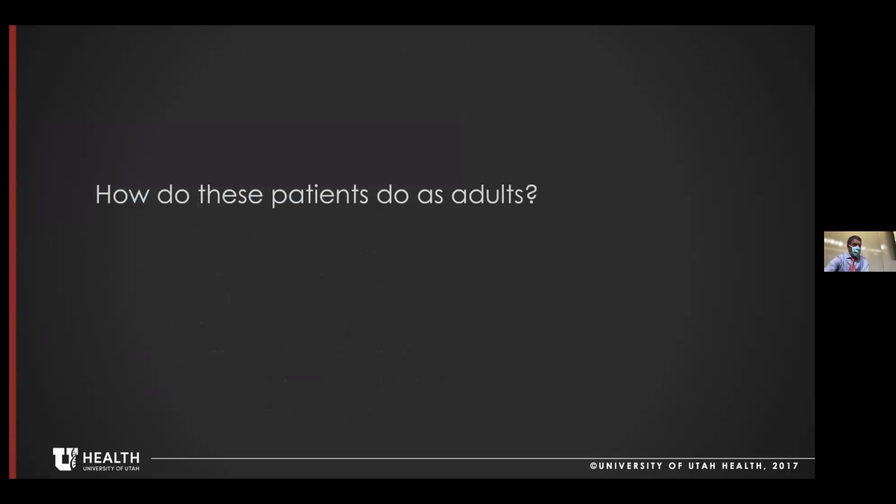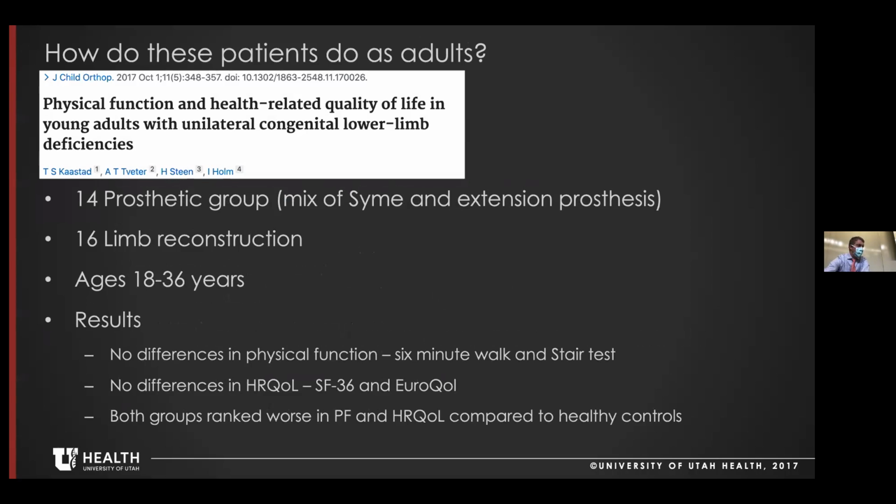So then what about as patients age? How do they do as adults? This study compared 14 patients who used a prosthesis. And this was not a completely clean cohort. There's a mix of Syme amputations and extension prostheses, and they were compared with 16 limb reconstruction patients, ages 18 to 36 years. They found no difference in physical function based on a 6-minute walk and stair test, no difference in health-related quality of life. But they did find that both of these groups ranked worse in function and health-related quality of life compared to healthy controls.